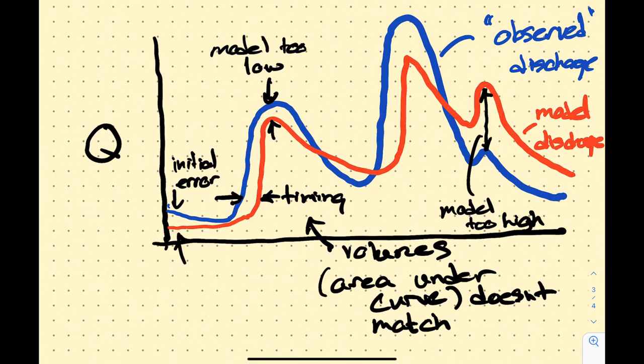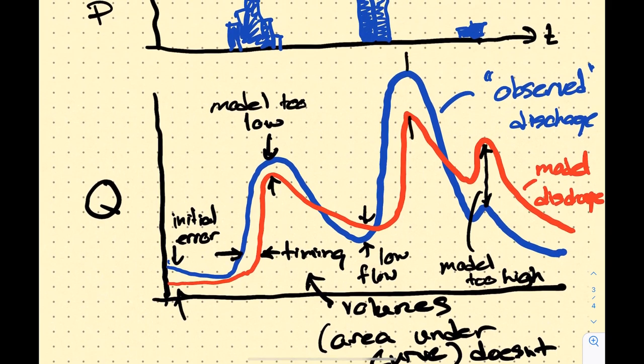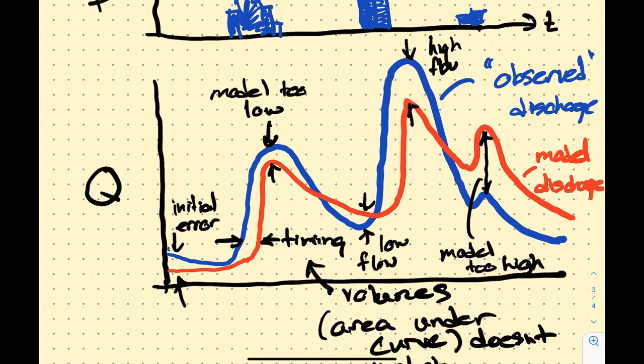And then there are some other subtleties. Obviously the curves are separated from one another, but the timing in which they're separated maybe matters. So here these are errors in the low flow part. Low flow errors. And we also have already documented some high flow errors. And this also matters.